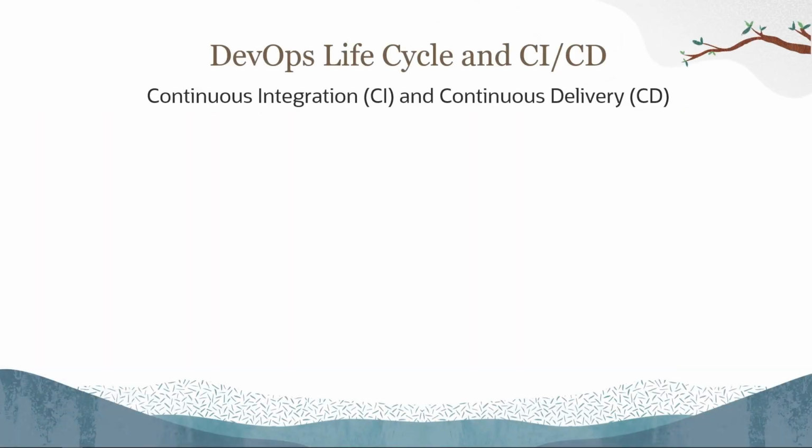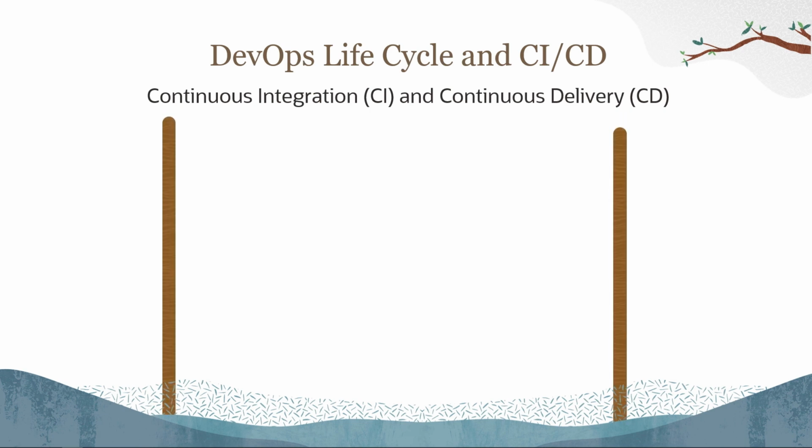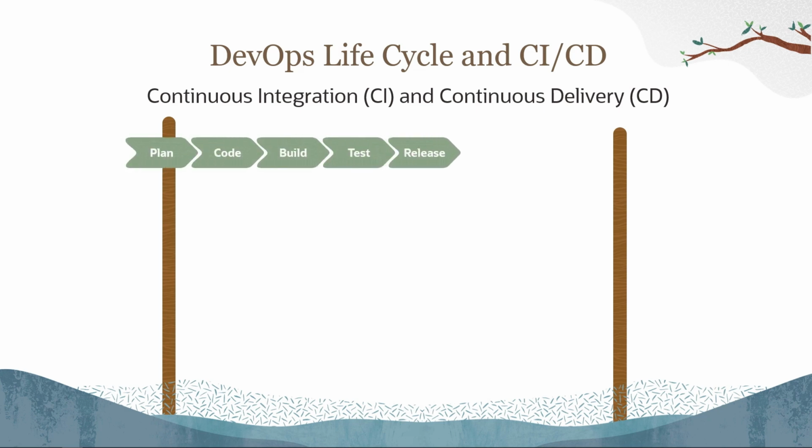So we have defined the DevOps software development lifecycle and its 8 phases. Let's take another view and look at these phases laterally. So the phases are plan, code, build, test, release, deploy, operate, and monitor.